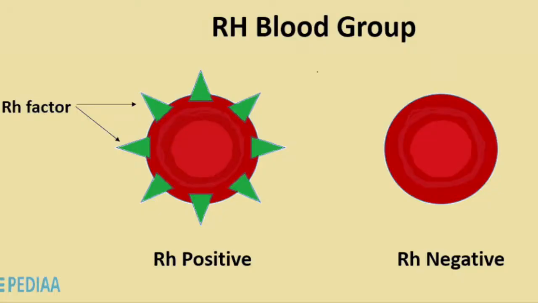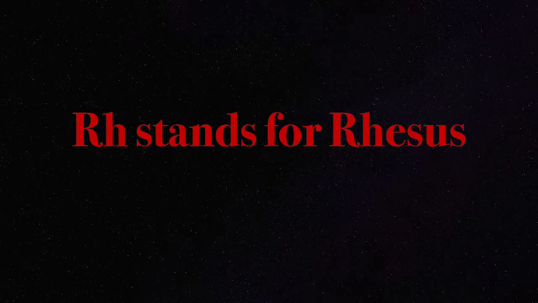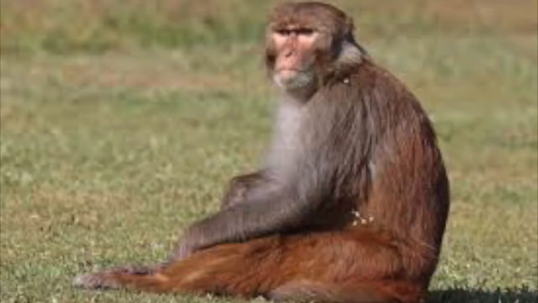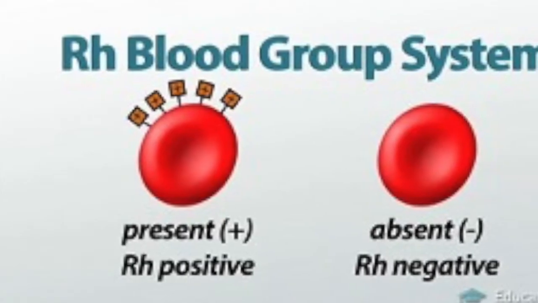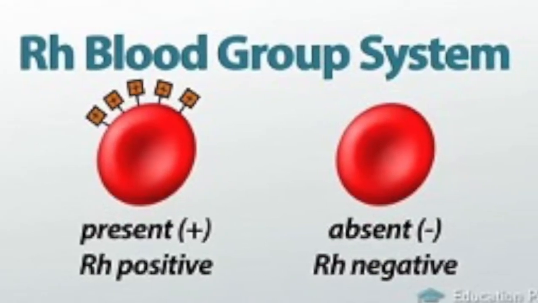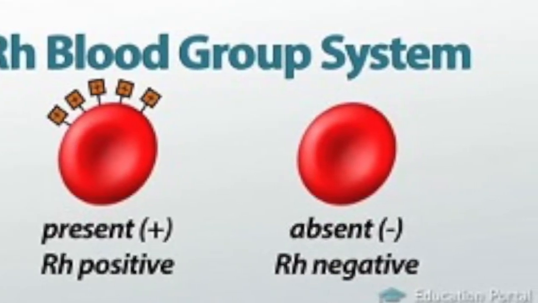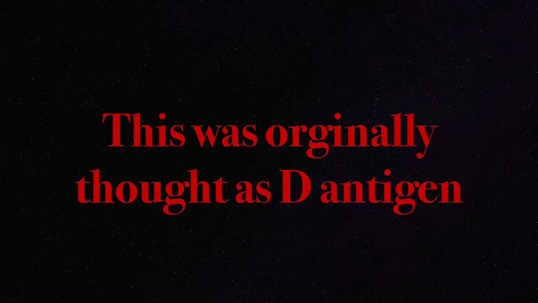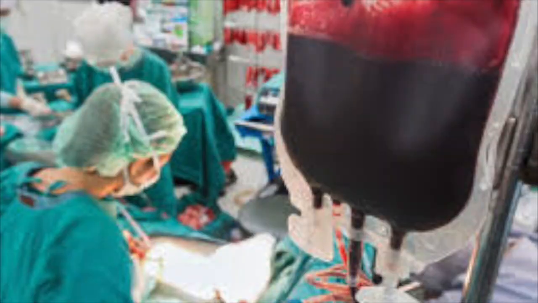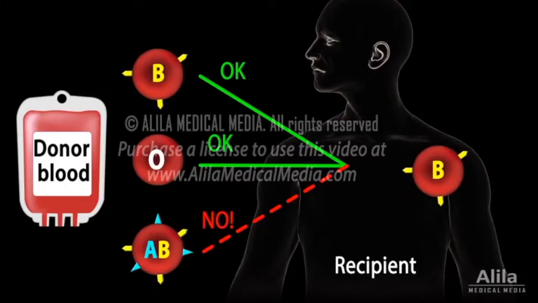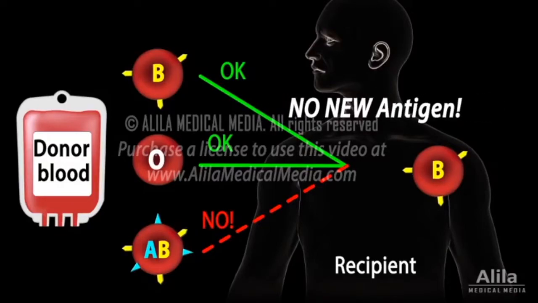What makes blood positive or negative is the Rh factor. Rh stands for rhesus, like rhesus monkey, who is a common ancestor of humans. If you have the protein, then you are Rh positive, and if you don't have the protein, you are Rh negative. This was originally thought of as the D antigen. This was actually a huge discovery. It helped make strides for blood transfusions, which have now saved millions of lives. The rule is simple: patients should not be given antigens that their own blood does not have.